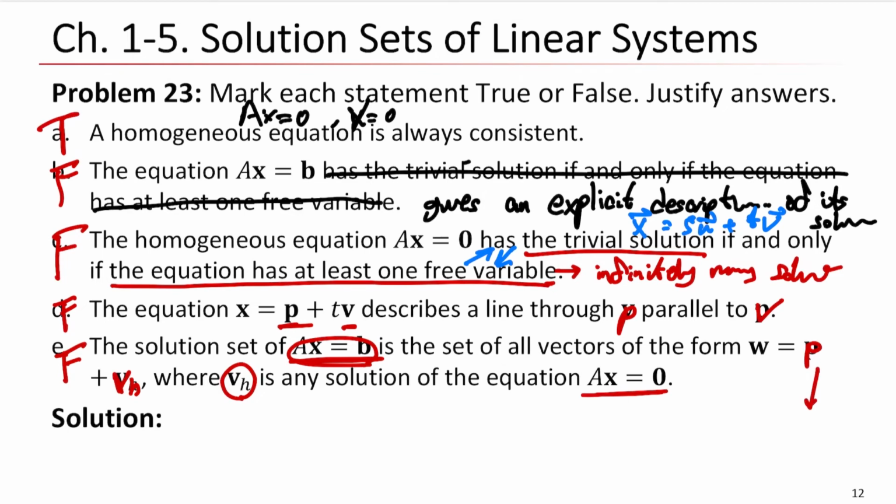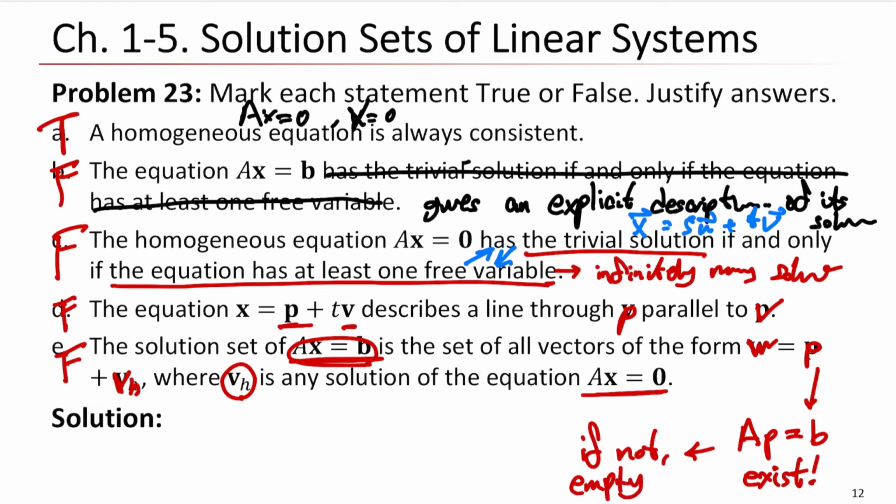For this statement to be true, the solution p that satisfies this equation should exist. If not, we cannot say the solution set w is equal to p plus vh. So if not, this solution set could be empty or nonexistent. So this statement is false.